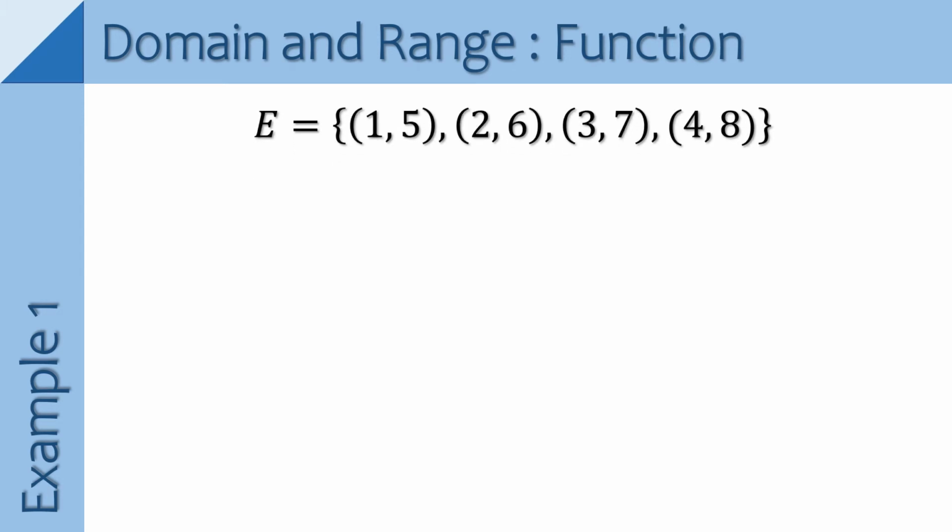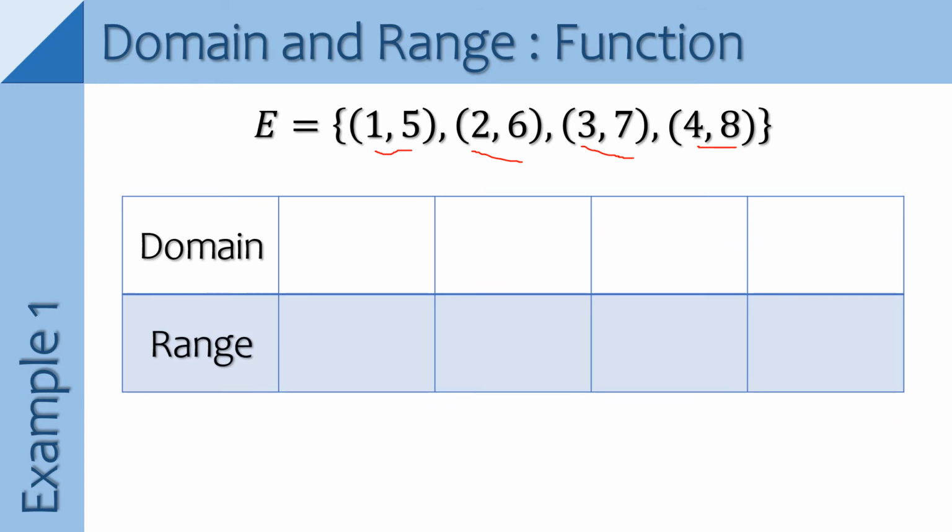so we have set E. The ordered pairs are (1, 5), (2, 6), (3, 7), and then (4, 8). So let's find the domain and then the range. So the domains are 1, 2, 3, 4, and then the range are 5, 6, 7, and then 8.